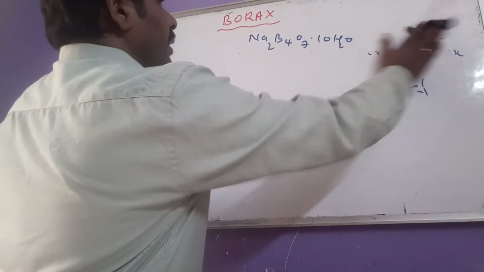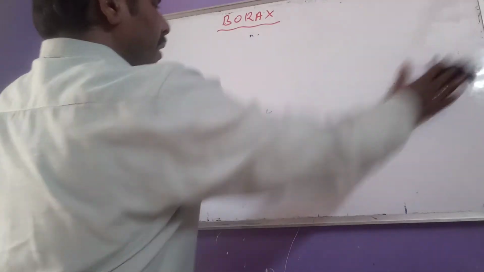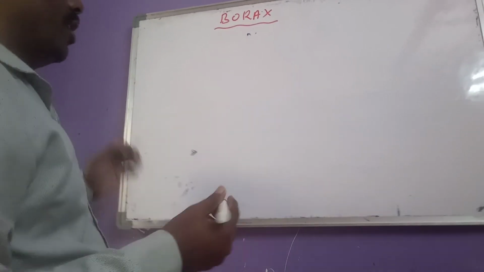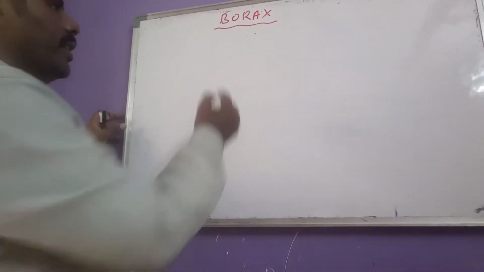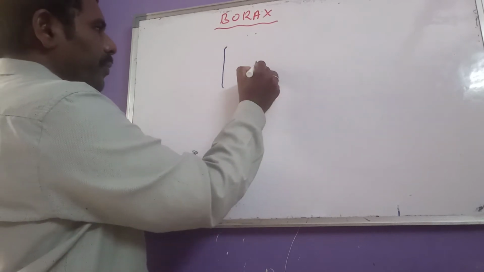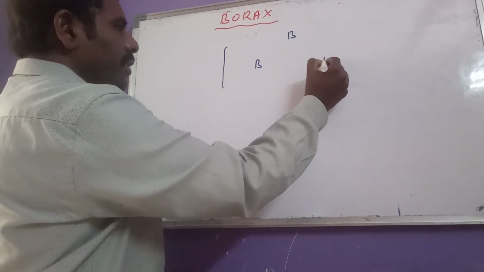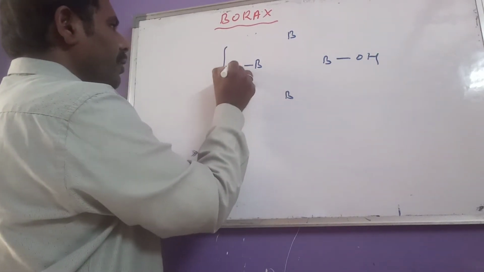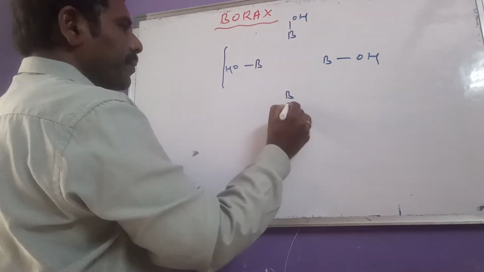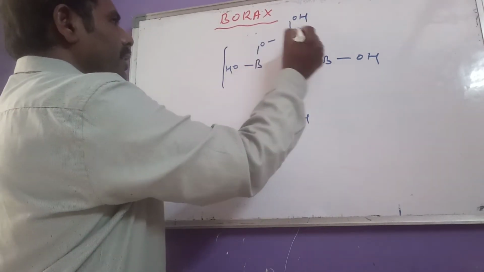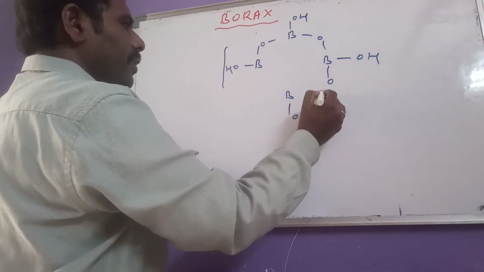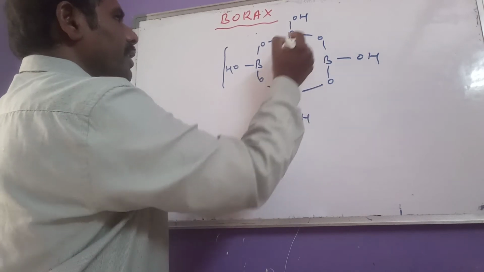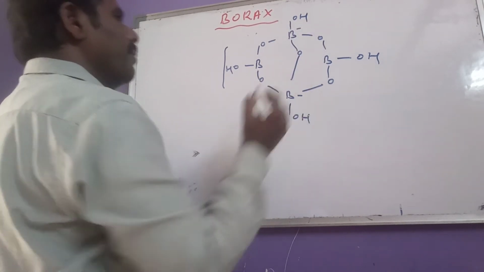Okay, then this borax consists of tetranuclear units. So how to represent the tetranuclear units? Let us see here. Let these be considered as four boron atoms. They combine with OH groups here, and bridge oxygen atoms are present, and here also one bridge oxygen atom, here minus, here minus.